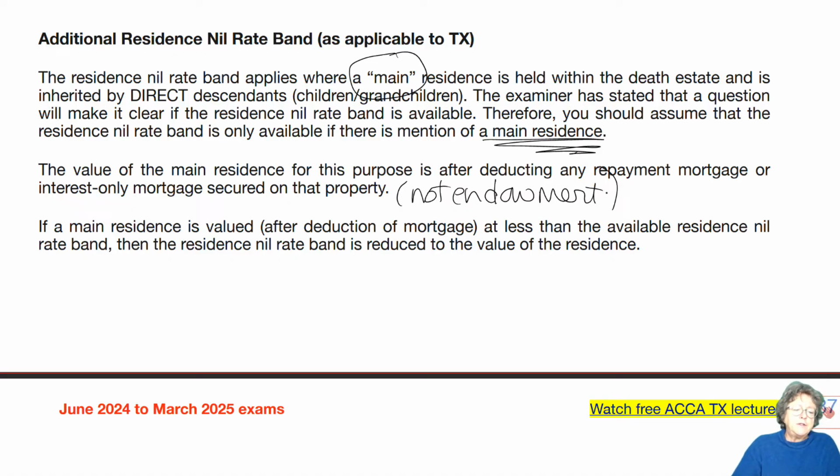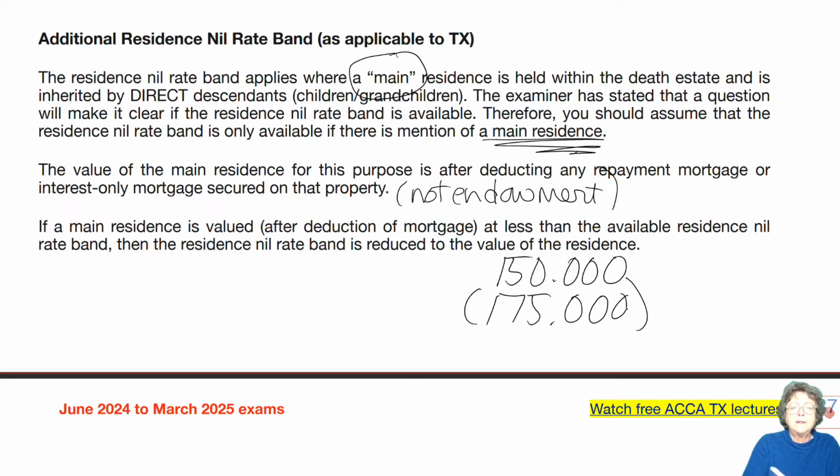If the main residence is valued after the deduction of the mortgage at less than the available residential nil rate band, then the residential nil rate band is reduced to the value of the residence; you only get that. So if after it's been valued the house is worth 150, you are not going to get 175,000, which would create extra relief. You'll basically only get 150. That's what it's telling you.